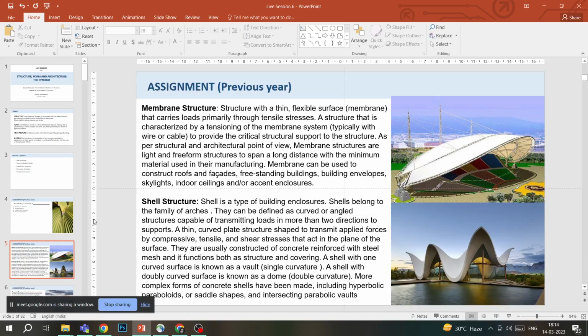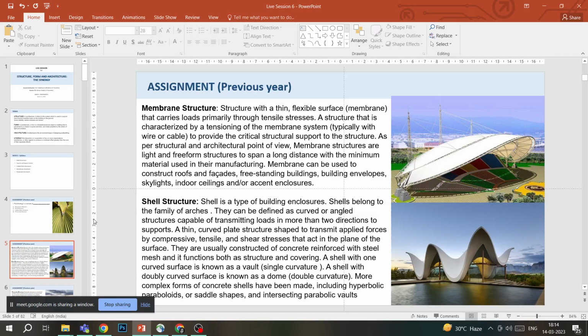surfaces. Shell structure. Shell is basically a type of building enclosure. Shells actually belong to the family of arches. They can be defined as curved or angled structures capable of transmitting loads in more than 2 directions to support. Shells are basically thin, curved, plate-like structures shaped to transmit applied forces by compressive, tensile, and shear stresses that act on the plane of the surface.